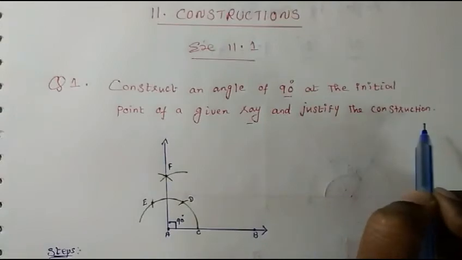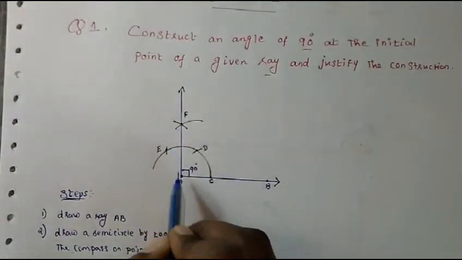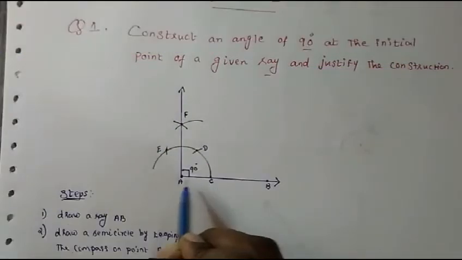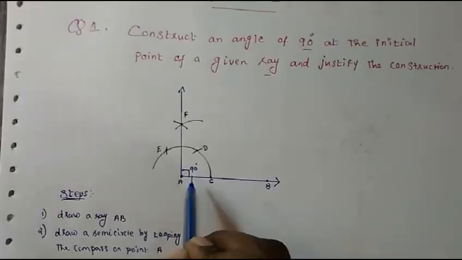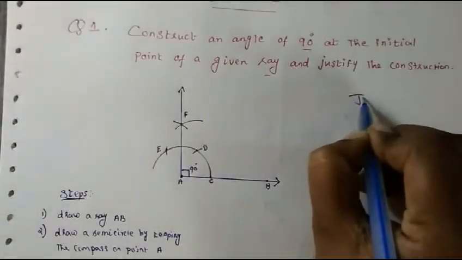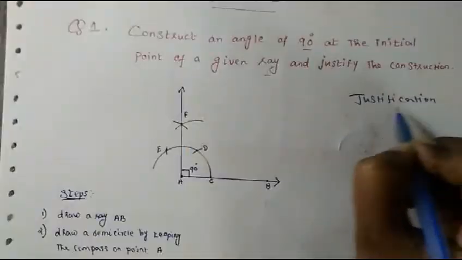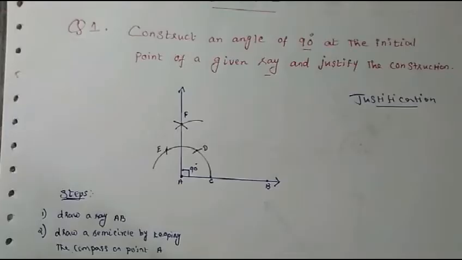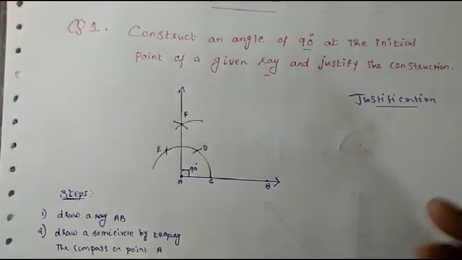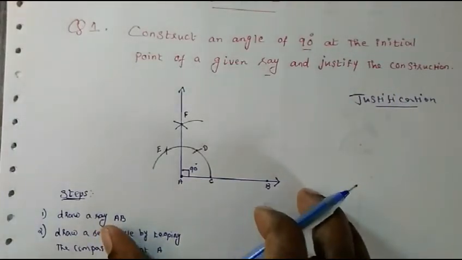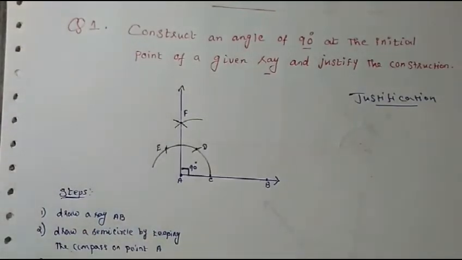Justify the construction. Means you have to justify that this FAC angle is 90 degree. So justification. If it is asked only, you have to do steps. Even if it is not asked, you can write, but justification, if it is asked only, you do it. Now how to justify? So now what we will do, we'll join some points.